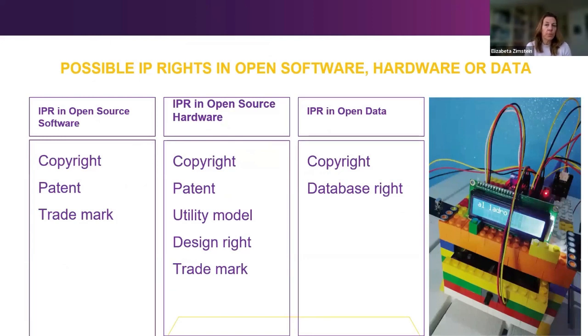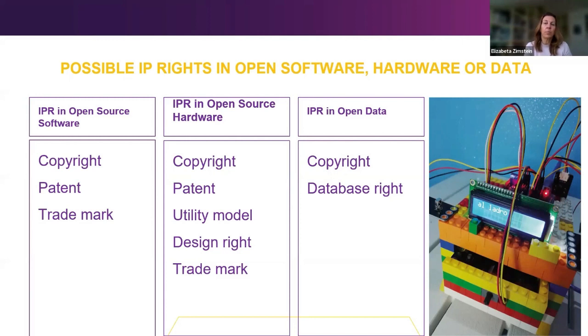So with open source projects, one may encounter a blend of these rights. Software is primarily protected by copyright. However, it can also be protected by a patent or by a trademark. Open hardware projects, which include design files, schematics, and other documentation, can be copyright protected. The code written for the hardware is also subject to copyright.